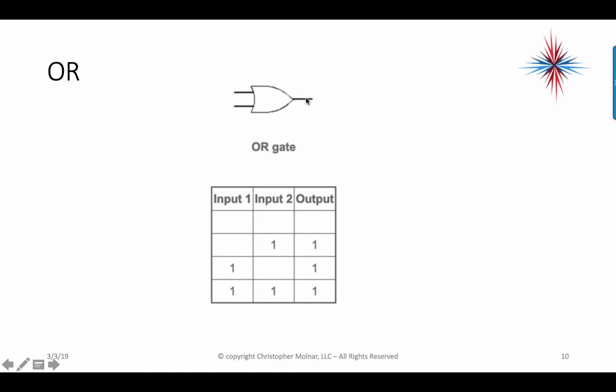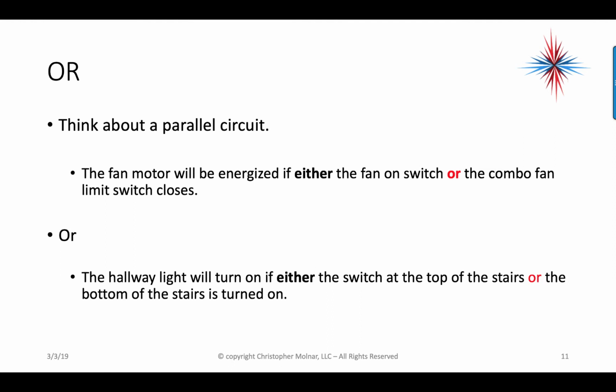Now let's put this in English. Think about a parallel circuit. The fan motor will be energized if either the fan on switch or the combo fan limit switch closes. Typical heating furnace, forced air heating. Think about it in something simpler. The hallway light will turn on if either the switch at the top of the stairs or the bottom of the stairs is turned on. These are in parallel. So when we're dealing with OR, it's always in parallel with. You have more than one option, so your switching devices are next to each other.